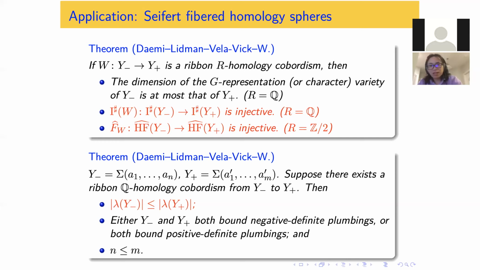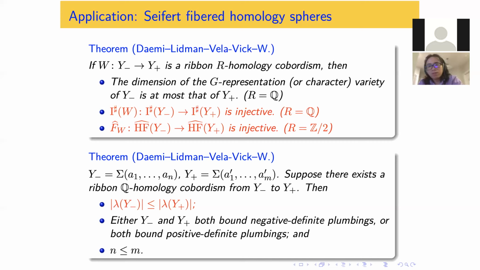You take the Euler characteristic of I sharp or HF hat, and you get the Casson invariant. Of course, you should see that they all lie in the same homological grading.